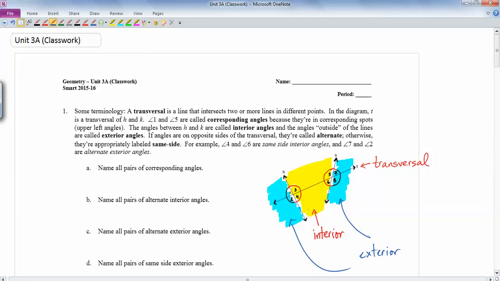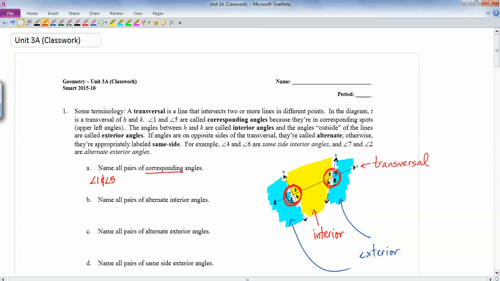So there's one in particular called corresponding angles. And so if you look at where angle 1 is in relation to the other angles in this red circle, it's in the top left. And so that goes with angle 5 over here. So they're in corresponding locations. So I'm going to say angle 1 and angle 5 are a pair of corresponding angles.